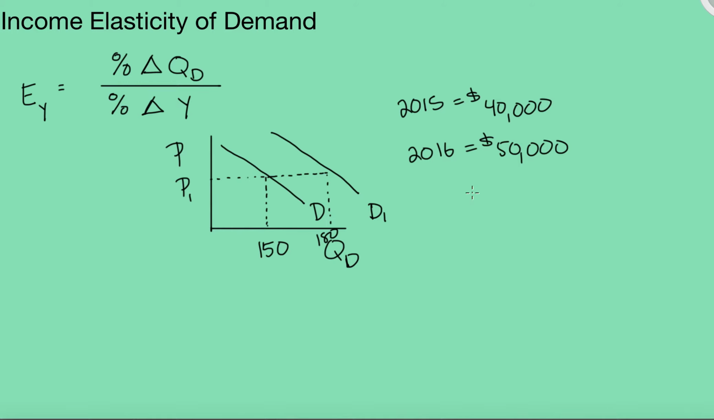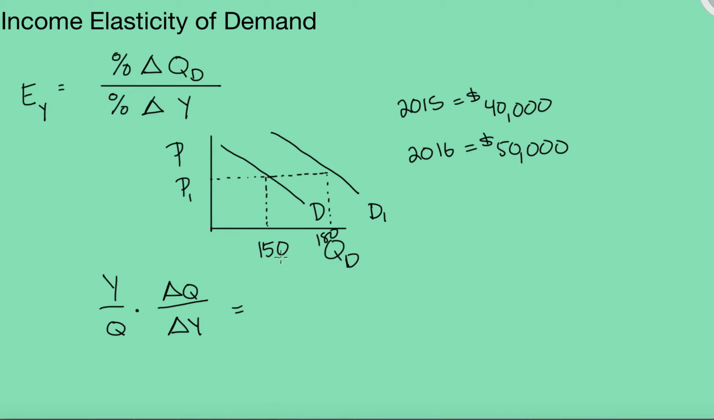Okay, so how do we solve this equation of percent change in quantity demanded over percent change in income? Well, there are a couple different ways that we can do it. First I'll show you a non-traditional way to do it. One way is to look at income over quantity times change in quantity over change in income. Okay, so what would that look like?